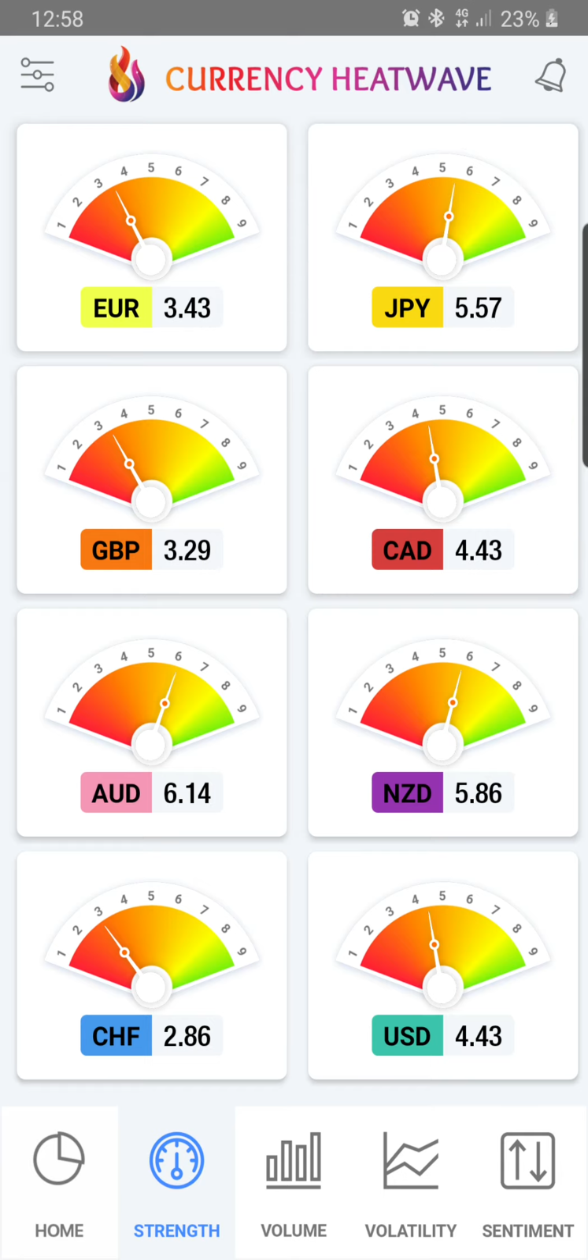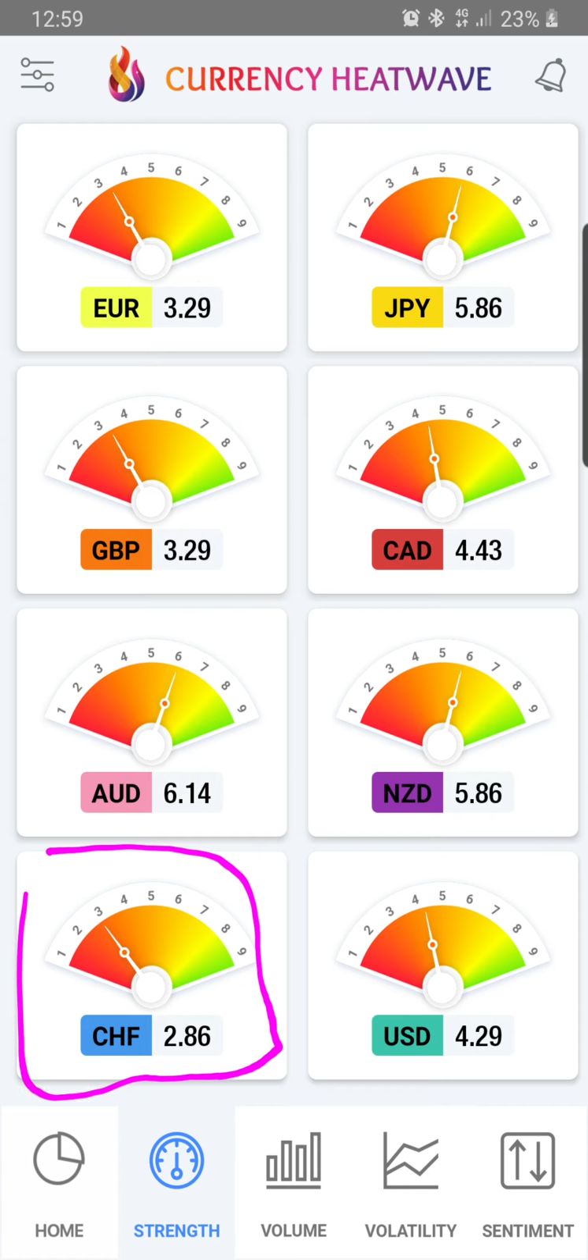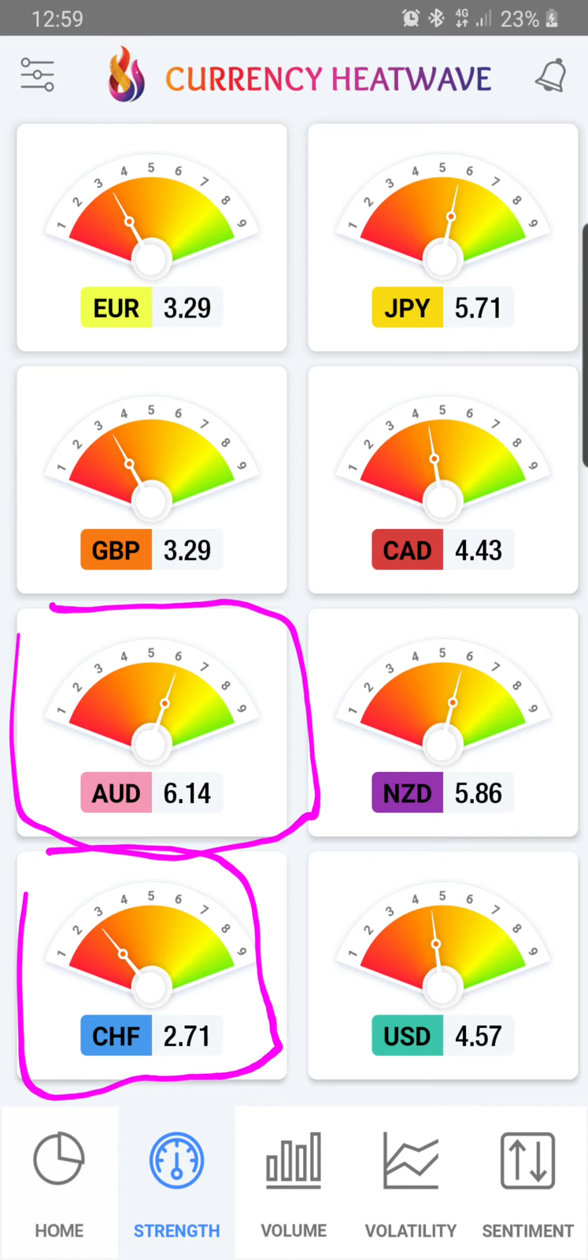So looking over at all these 8 currency pairs, which one is the weakest? All you have to do is look down and you can see that CHF over here is the weakest because it is at 2.86. Then looking over again, which one is the strongest? Just look. You can see that AUD over here is the strongest.